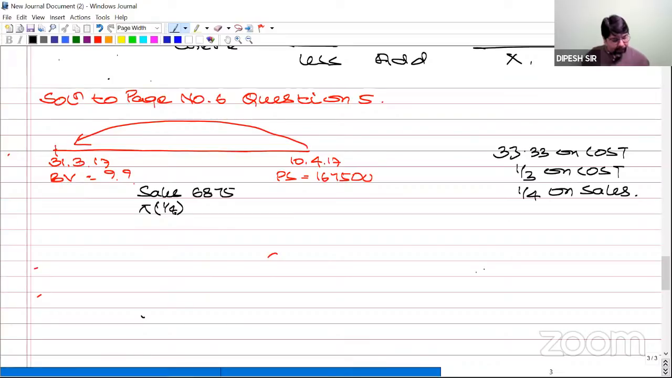that comes to 6,875 divided by 4. 1719. Profit is 1719, therefore cost is how much? Cost is 6,875 minus 1719, which is 5156.